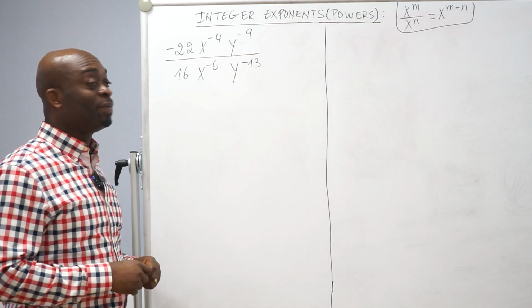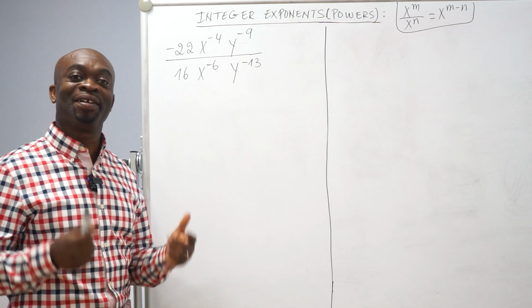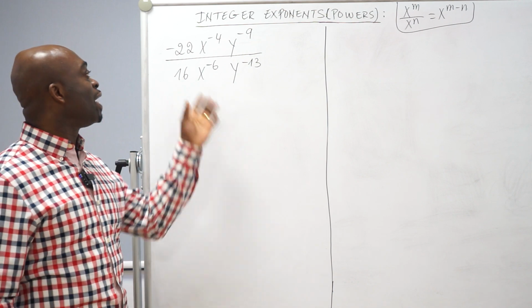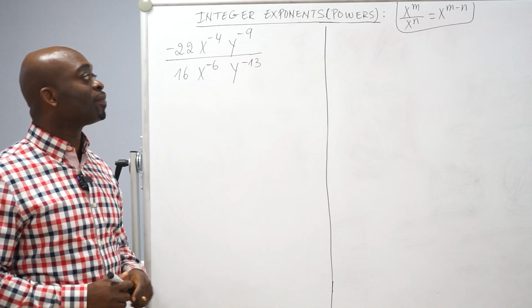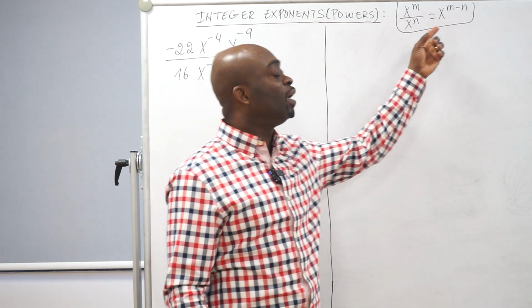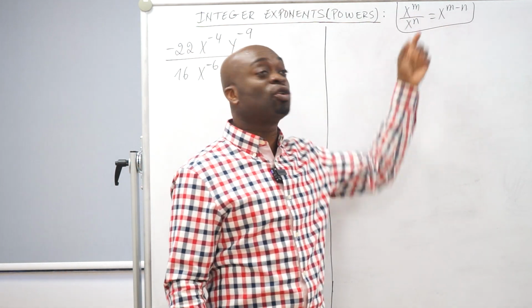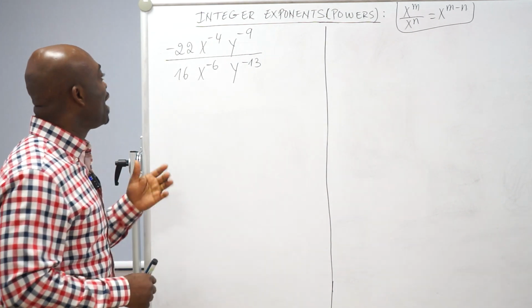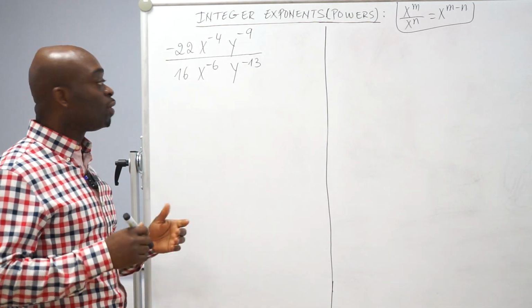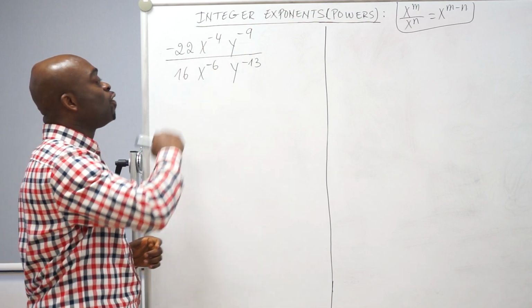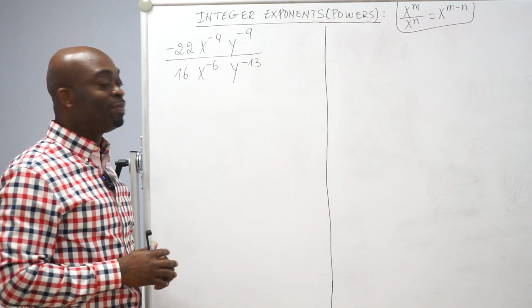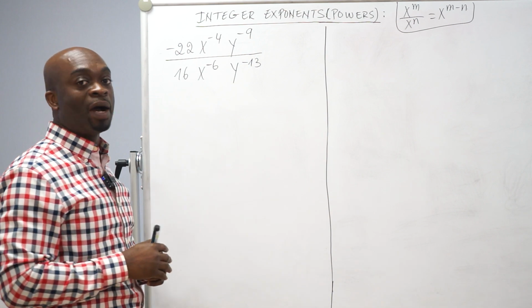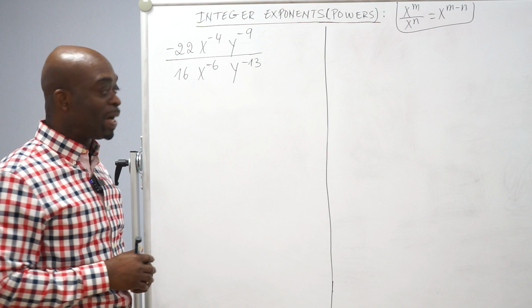Guys, very interesting problem here. Okay, still under integer exponents and powers. As we can see, we have a fraction here, so that means we're going to have to work with the quotient rule for powers, right? So we have negative 22, x to the negative 4 power, y to the negative 9 power, over 16, x to the negative 6 power, y to the negative 13 power.